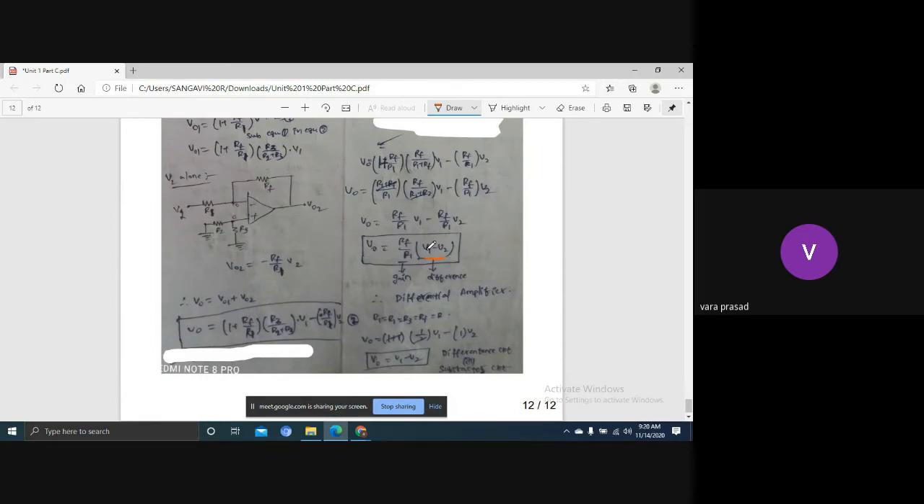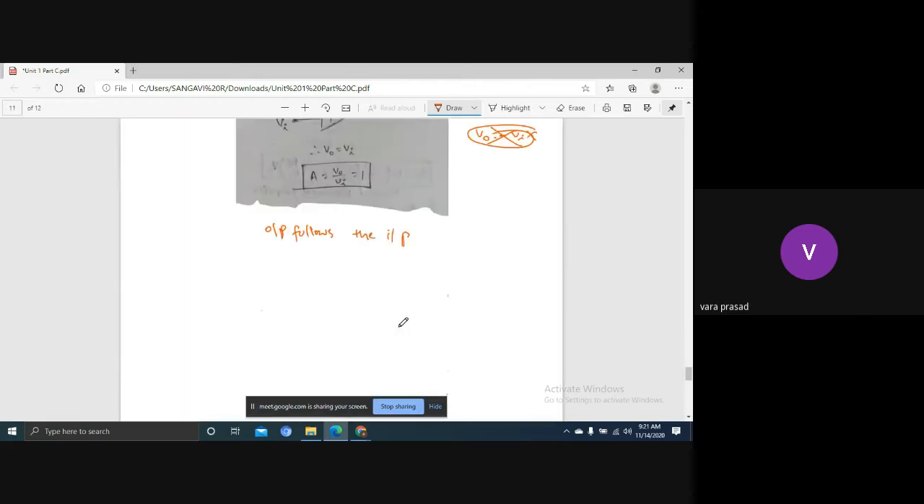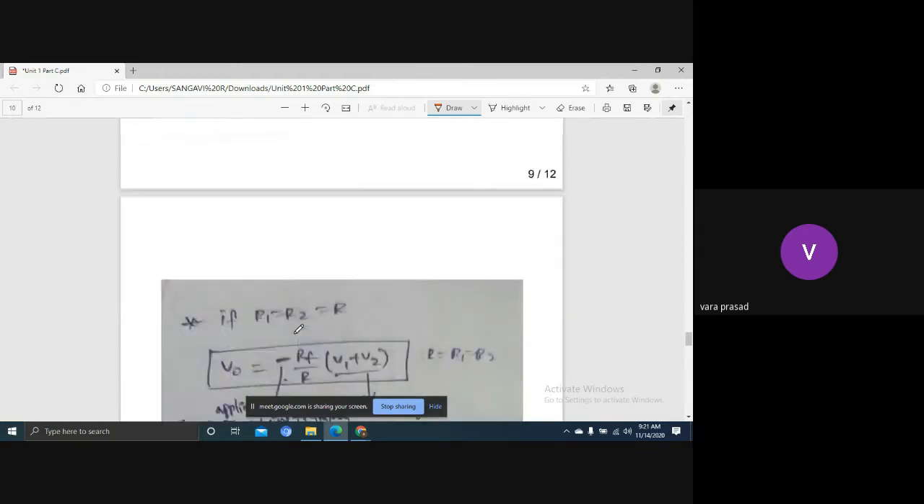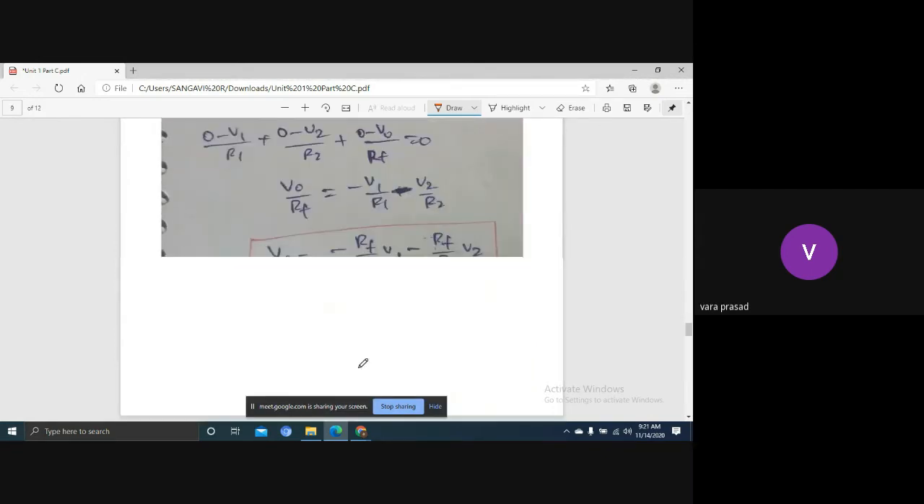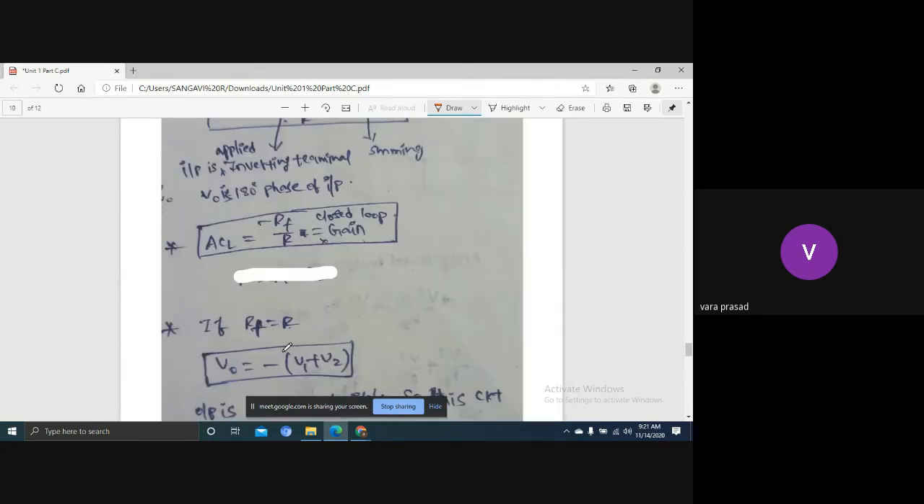If RF is equal to R1, a differential amplifier gives V1 minus V2, and a summing amplifier gives V1 plus V2, but where you are applying the input is important. This is a summing amplifier only, but where are you applying the input? At the inverting terminal. That's why you got a minus, but it will do the summation. This is about the op amp. Thank you.